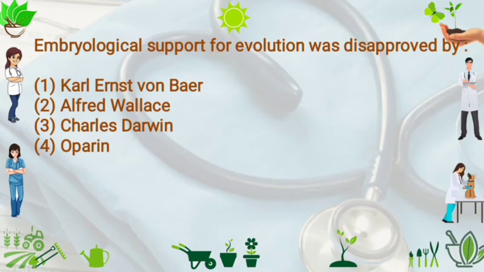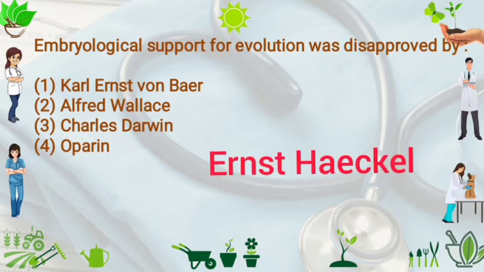The embryological support for evolution was disapproved by Karl Ernst von Baer, Alfred Wallace, Charles Darwin, and Oparin. So we can discuss this question. The embryological support for evolution was proposed by whom? It was proposed by Ernst Haeckel.